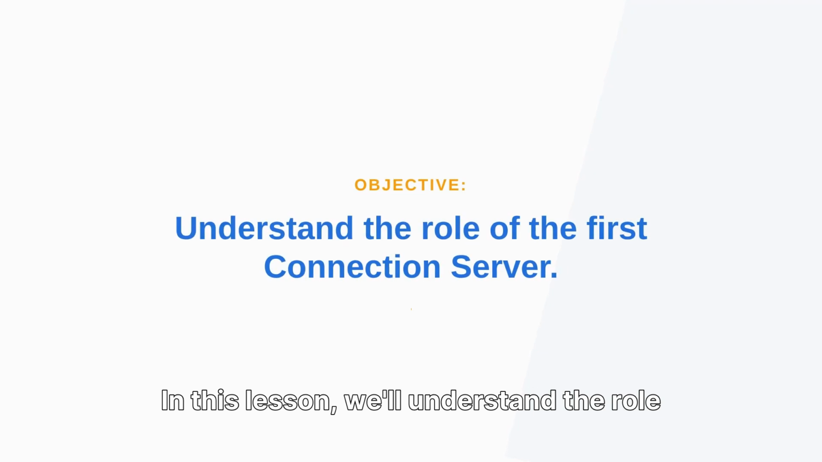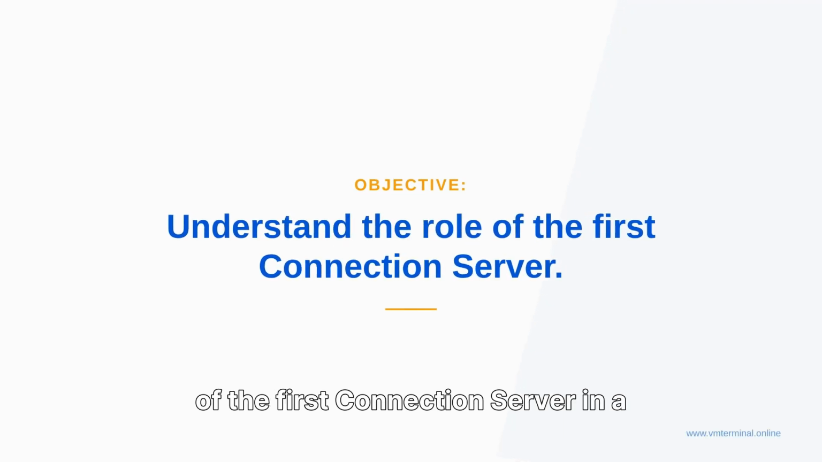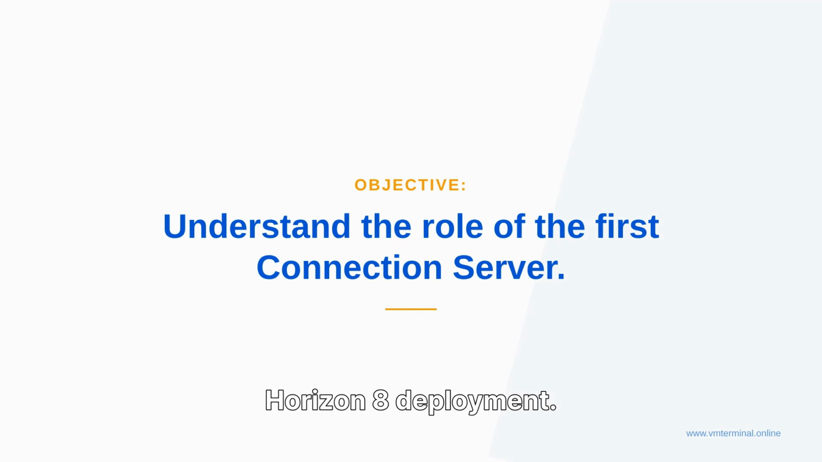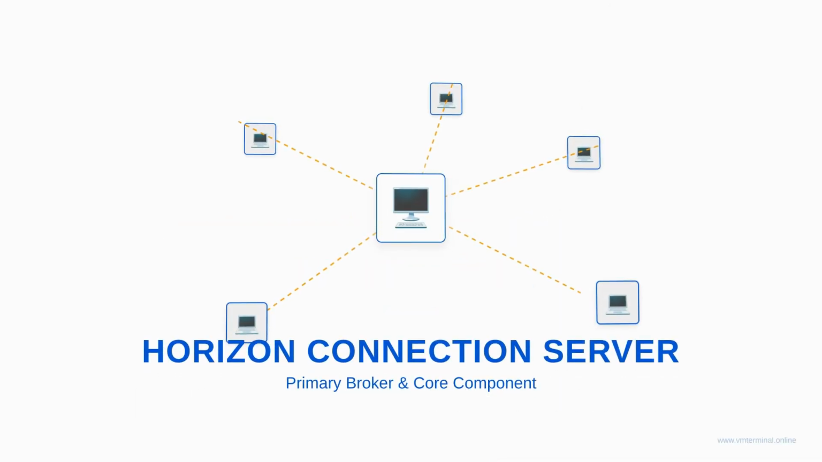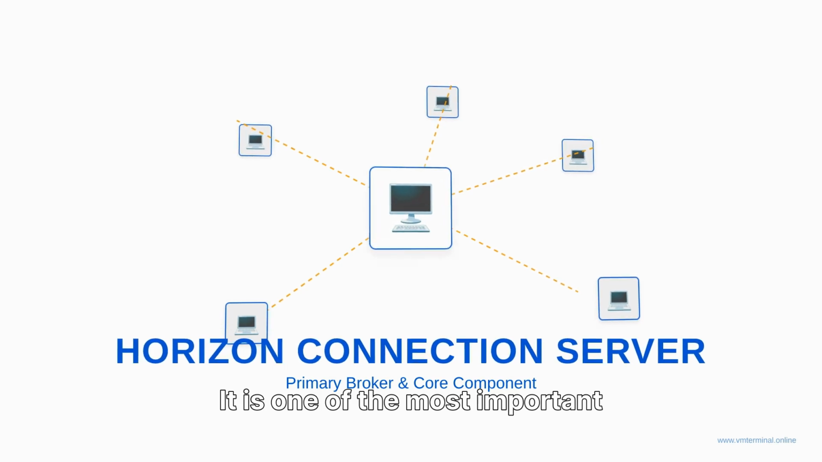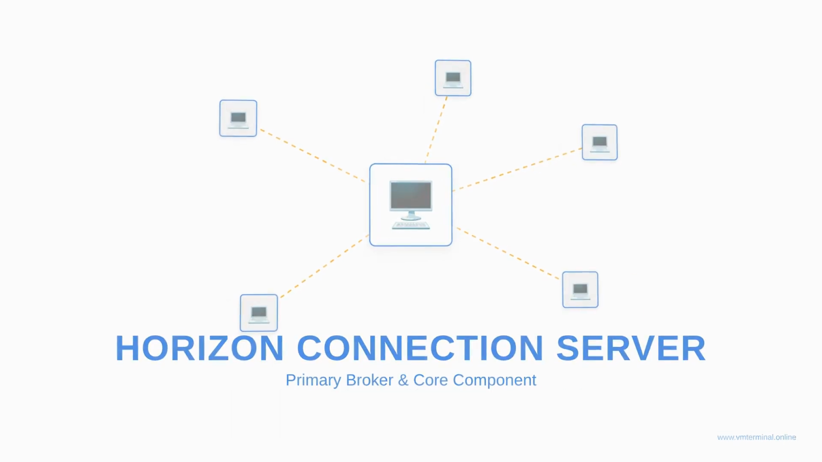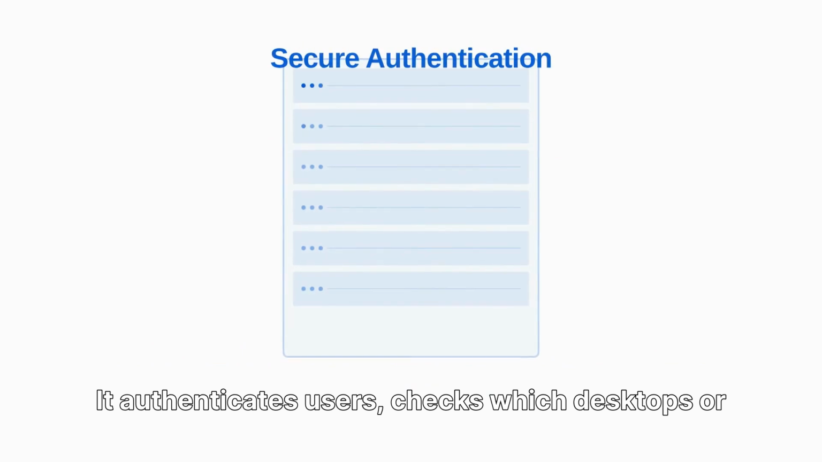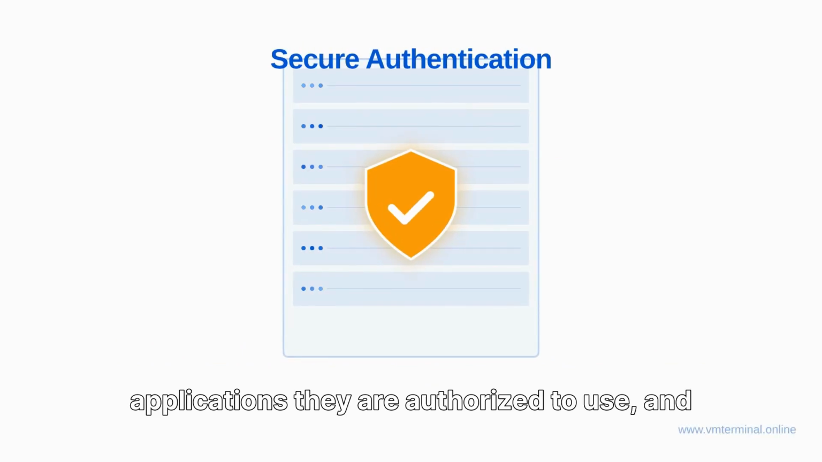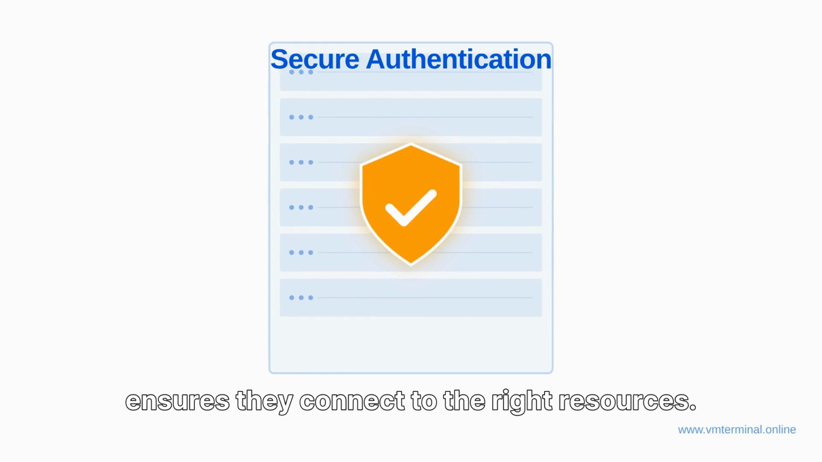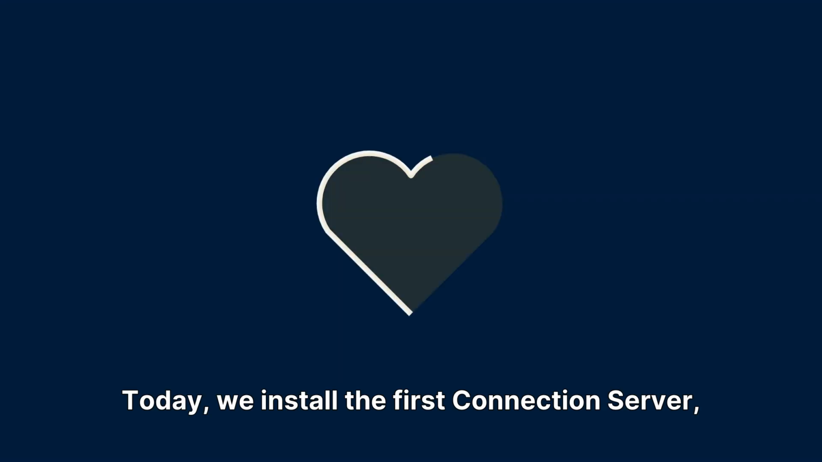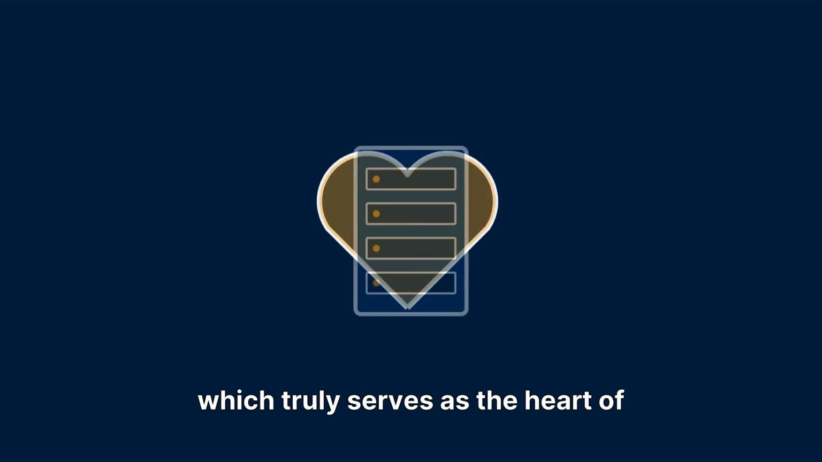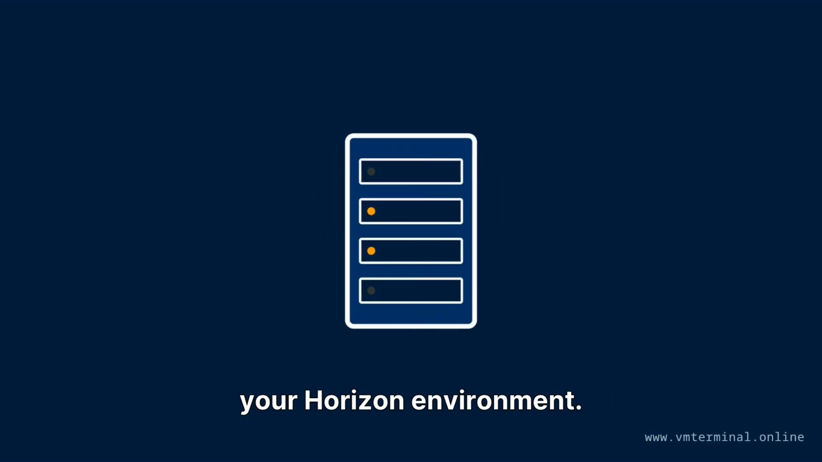In this lesson, we'll understand the role of the first connection server in a Horizon 8 deployment. The Horizon connection server is the main broker in Horizon. It is one of the most important components in the entire stack. It authenticates users, checks which desktops or applications they are authorized to use, and ensures they connect to the right resources. Today we install the first connection server, which truly serves as the heart of your Horizon environment.